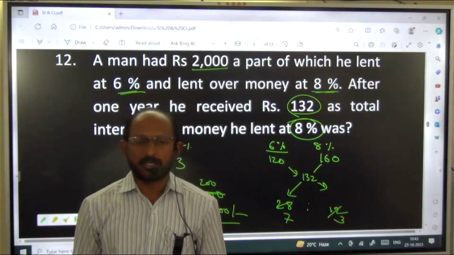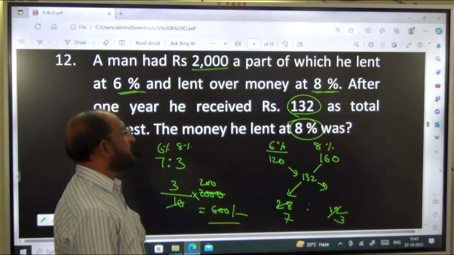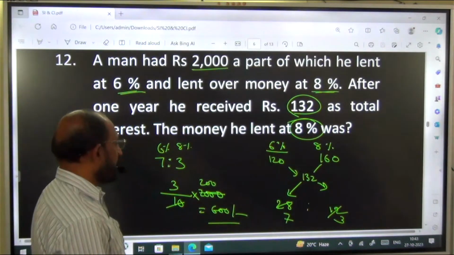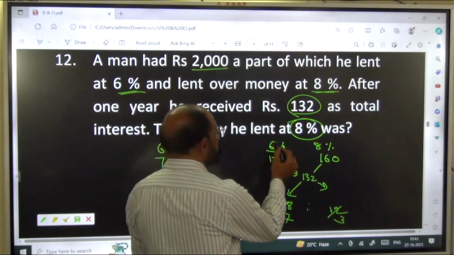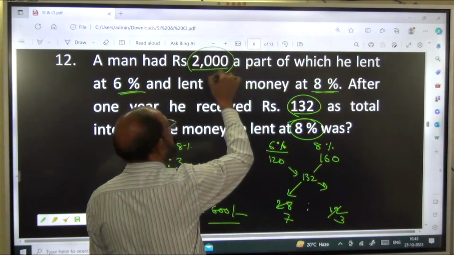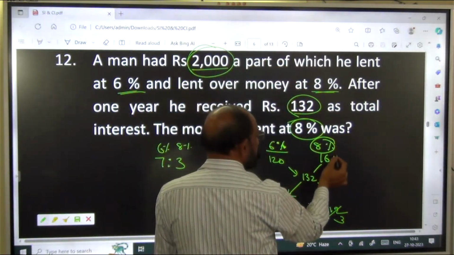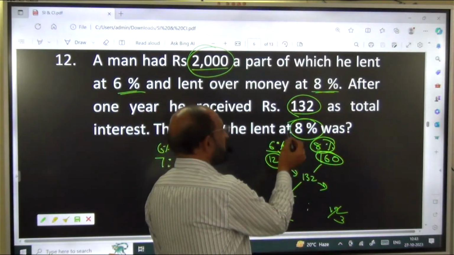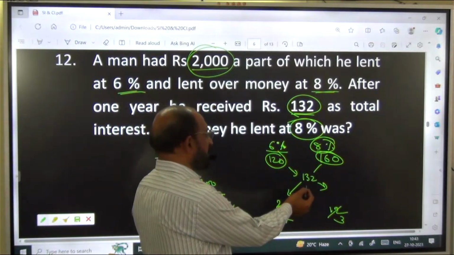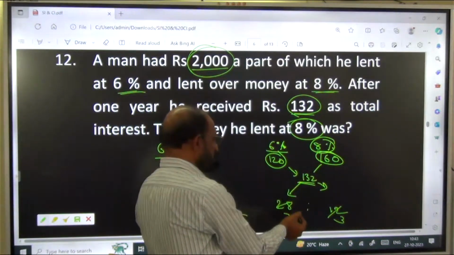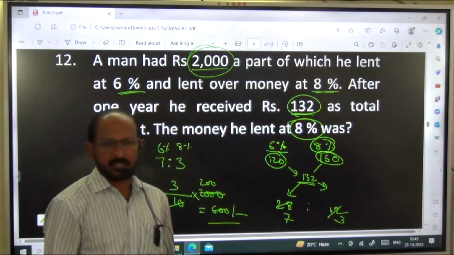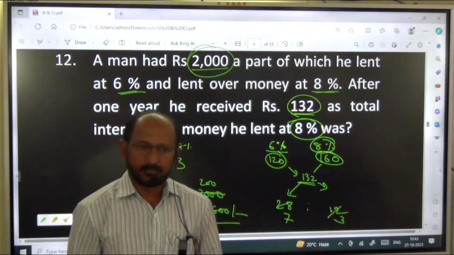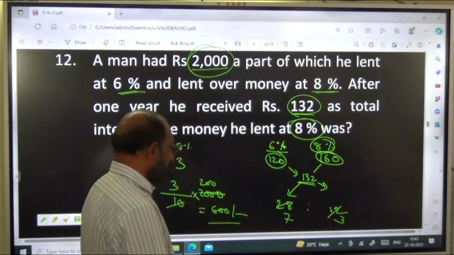Then overall we will get 132 rupees as the total interest. So how to calculate? Take the complete amount at 6%, and take the complete 2,000 rupees at 8%. Then the overall combined 132 is taken as the mixing. Then subtract to get the ratio, that is 7 is to 3 for 6% and 8%. Is it clear? Okay, yeah, we'll go for the next.